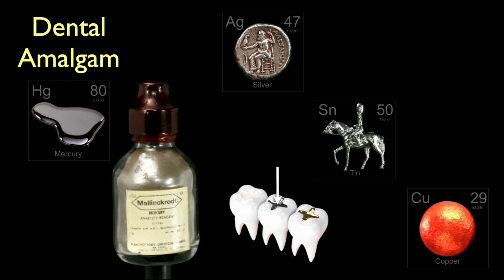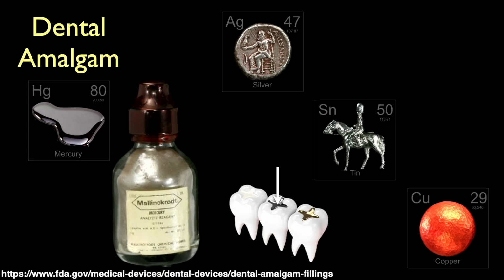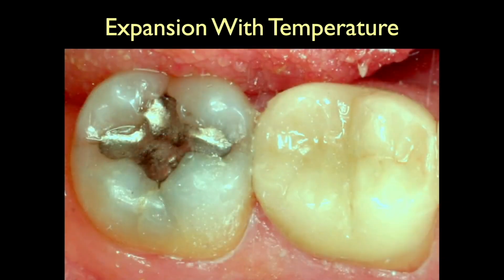Even though these are half mercury, they're considered by the American Dental Association and the FDA as safe for most people. An important feature of the amalgam is that it expands and contracts with temperature the same amount as the surrounding tooth. If the amalgam expanded more with temperature than the tooth, it might crack when drinking a hot beverage, or loosen and fall out when drinking a cool one.